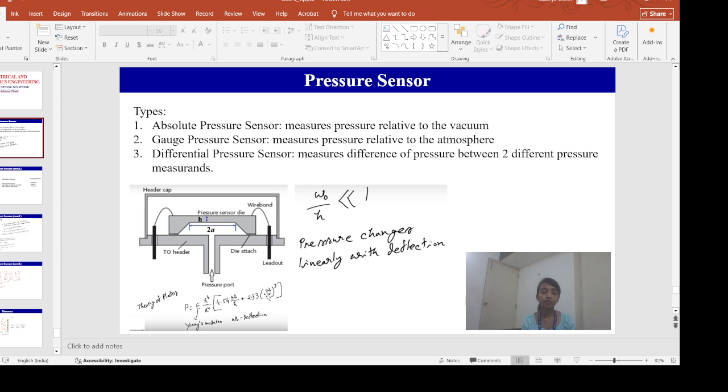Now, the Young modulus, obviously it is a constant. h and a, they are the geometrical properties. W0 is the deflection of the plate. Now, if W0 by h is much less than 1, then this W0 by h whole cube term we can neglect from this expression. In that case, we are getting a linear relationship between the pressure and the deflection of the plate.